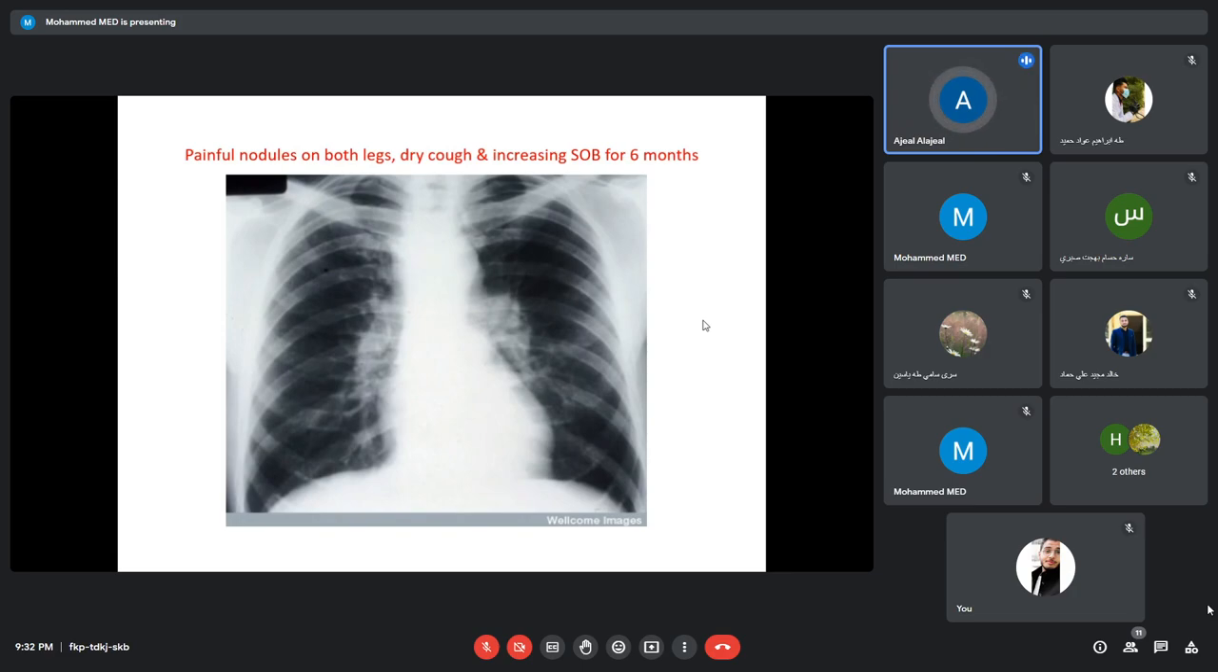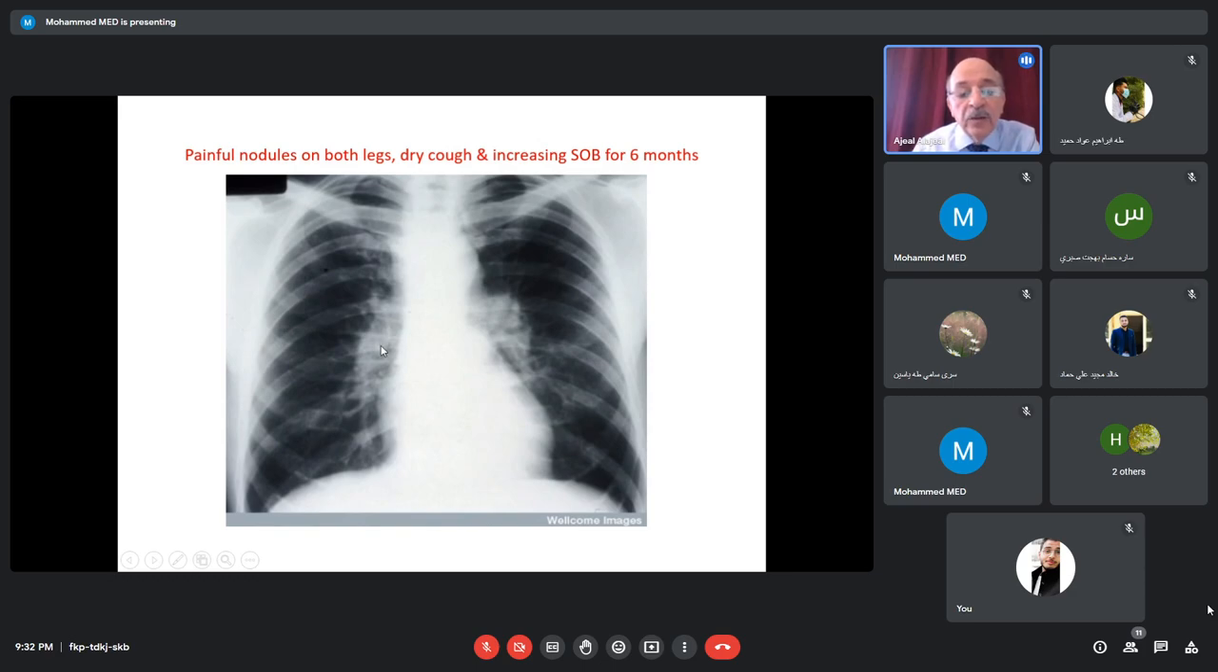This patient complains of painful nodules on both legs, dry cough, and increasing shortness of breath for 6 months. Okay, you can see bilateral lymphadenopathy. With this history, this is very suggestive of sarcoidosis, okay?